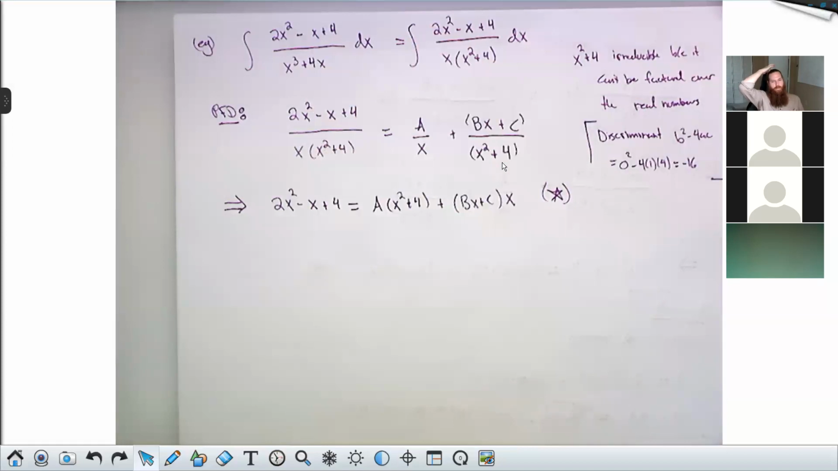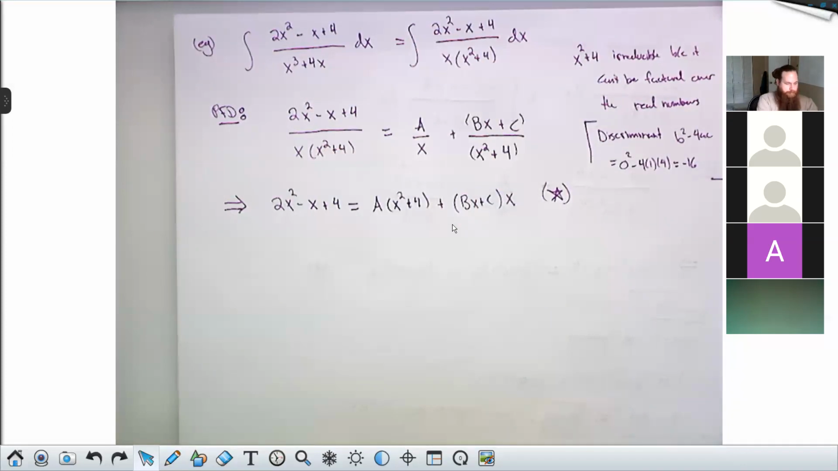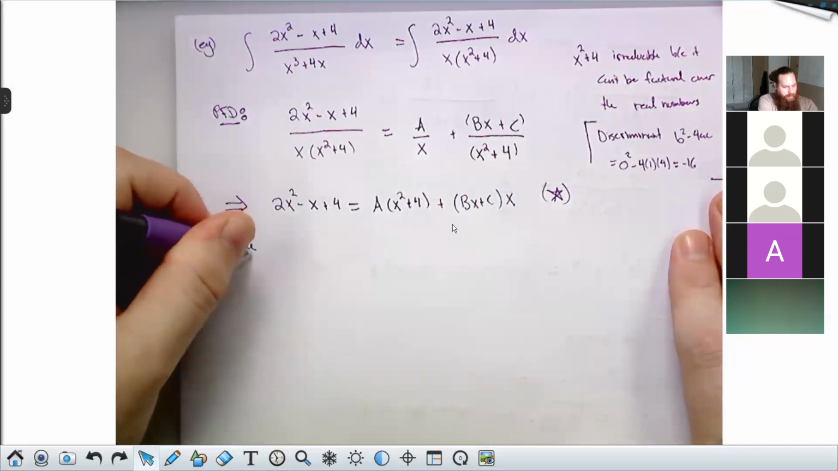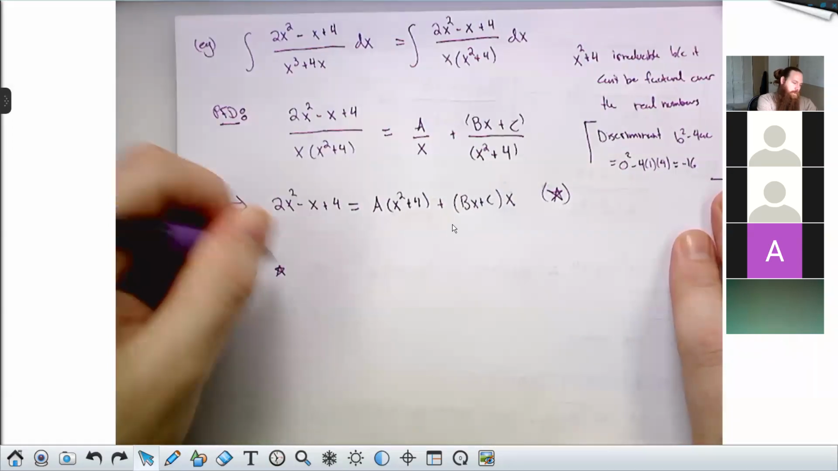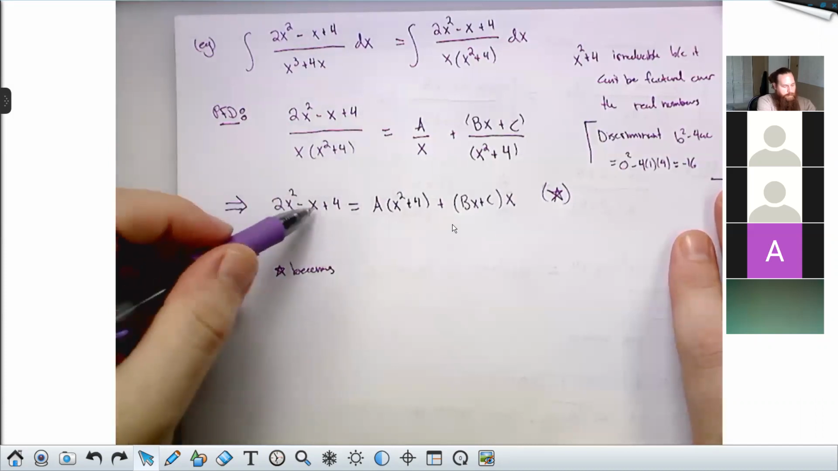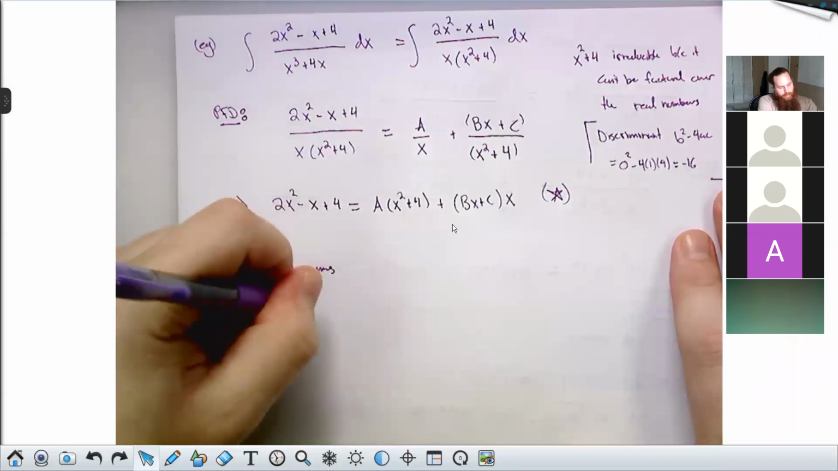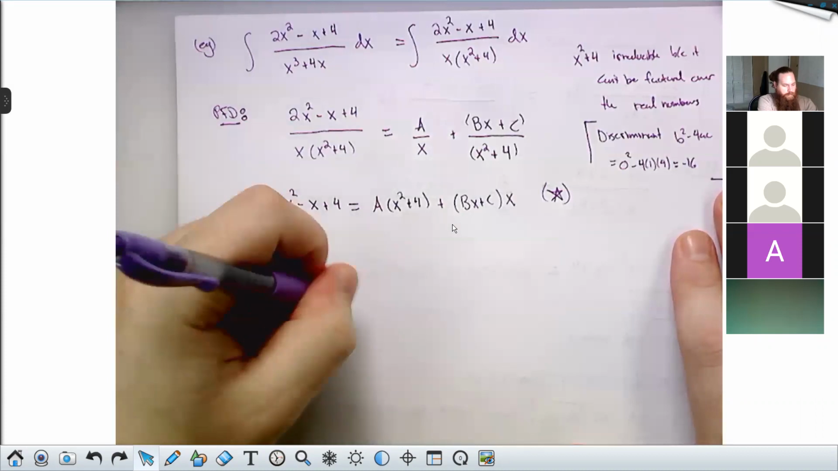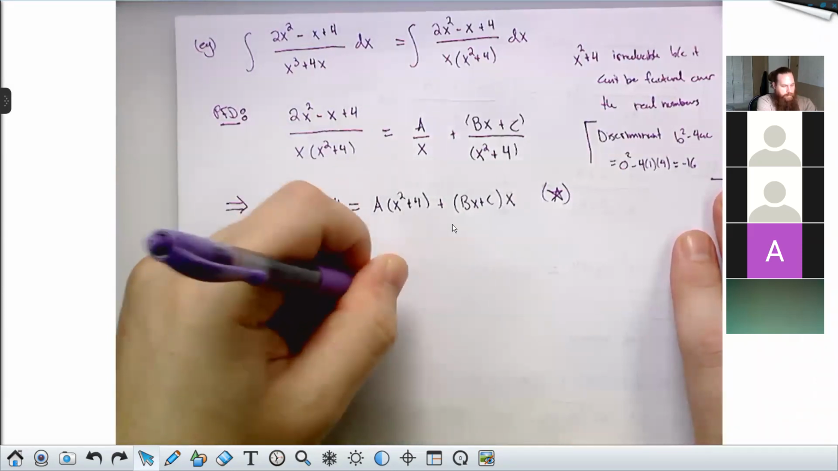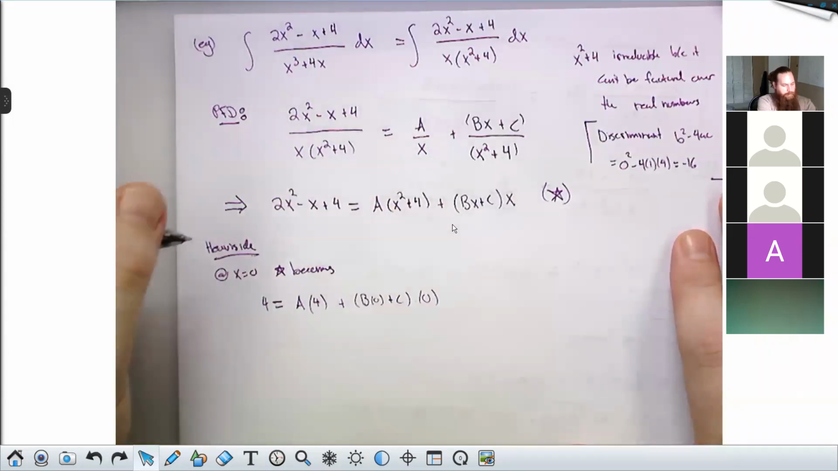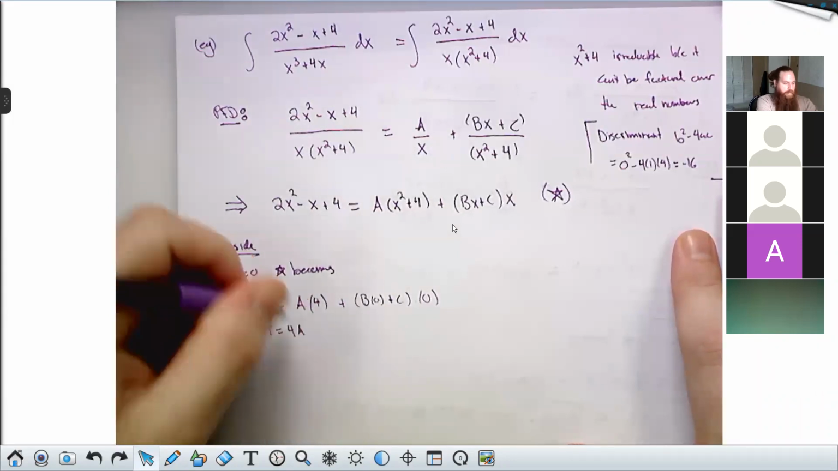And just like in the last problem, even though I'm not in that simplest possible case where Heaviside gives me everything right away, it will still give me some stuff. What numbers can I plug in here to make a whole chunk vanish? 0. Yeah, if I plug in 0, this whole thing goes, right? So, following Heaviside, we let x be 0. Two times 0 squared minus 0 plus 4 is 4. A times 0 squared plus 4 is A times 4. And here we'll have B times 0 plus C all times 0, which is 0. So we get 4 equals 4A. In other words, A is 1.